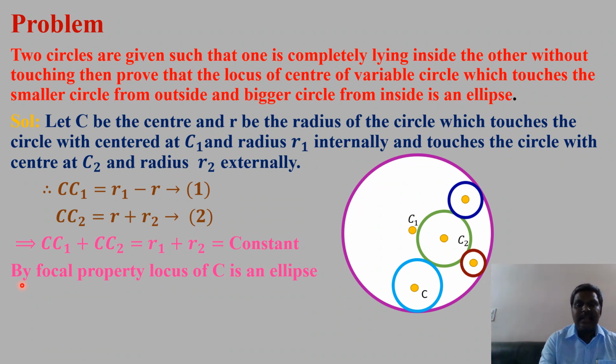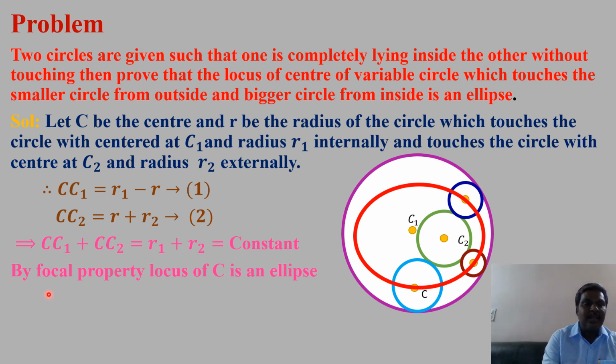Now let us see how the locus looks. This is my locus. The locus of the center of a circle which touches the larger circle internally and the smaller circle externally is an ellipse. Let us see once again. This is my locus. Okay. So the required locus is an ellipse. It is proved by using the focal property.